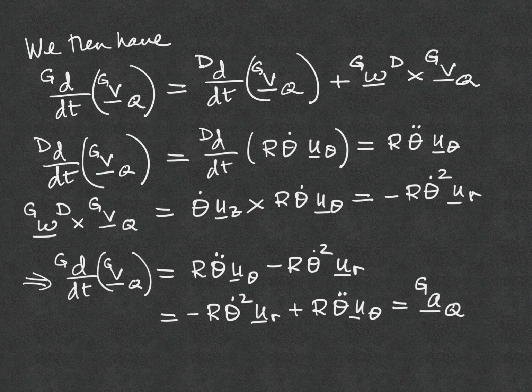The first time we applied the transport theorem on the position of Q relative to O, and we got the velocity of point Q in G, and that was r theta dot u theta. We then took the rate of change of that as viewed by an observer fixed to the ground, and we got the acceleration of point Q as viewed by an observer fixed to the ground.